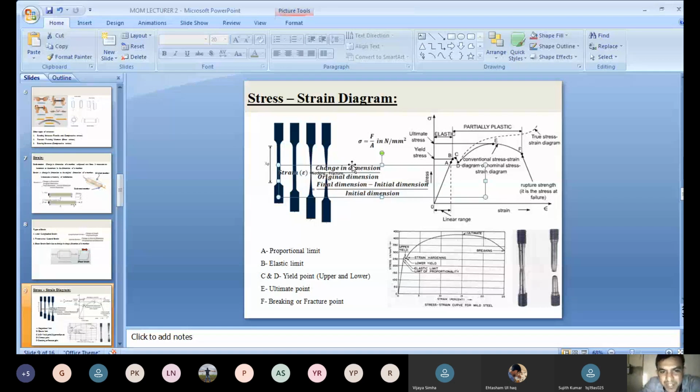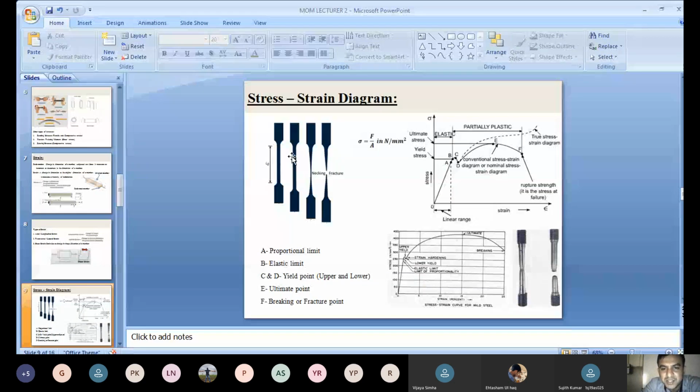Now what happens? It increases length, right? The length dimension increases. Once length increases, the change in length by original length, the strain, also increases. See how it increases there? It increases linearly. Up to what point? Up to point A, right? As the stress increases, strain also increases linearly. That behaves like a straight line equation.